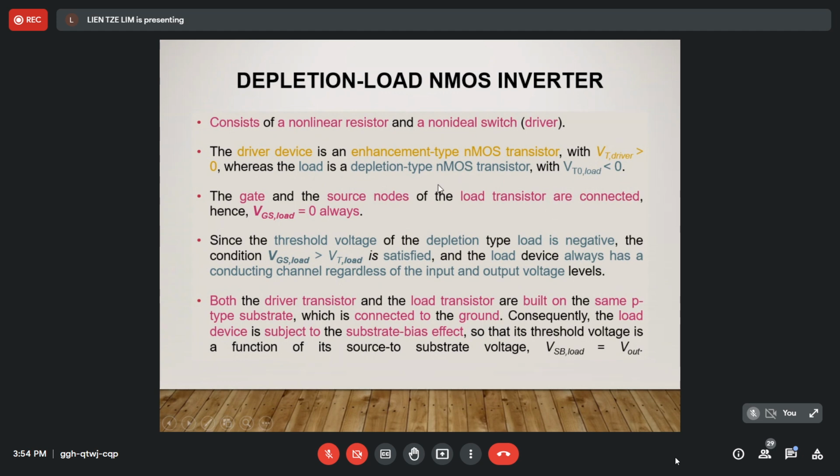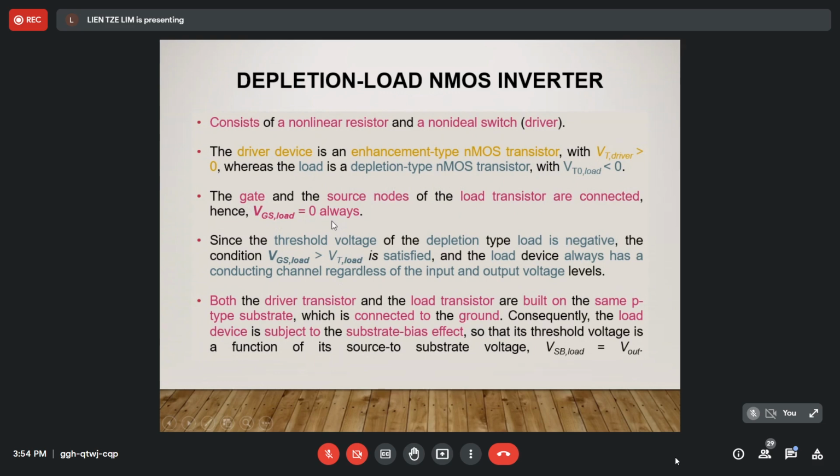So just now the figure already showed you two NMOS in the depletion load inverter. One is the enhancement type, another one is the depletion type. Even though both are NMOS transistors, their threshold voltages are different. The gate and the source node of the load transistor are connected. Hence, VGS load is equal to 0 always.